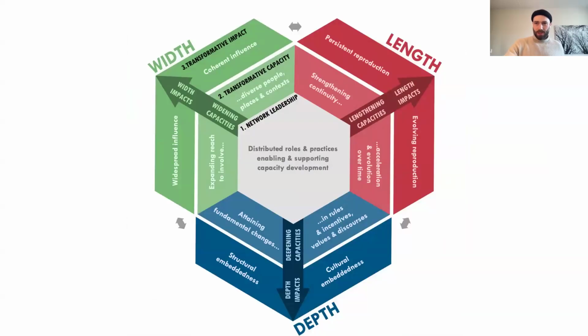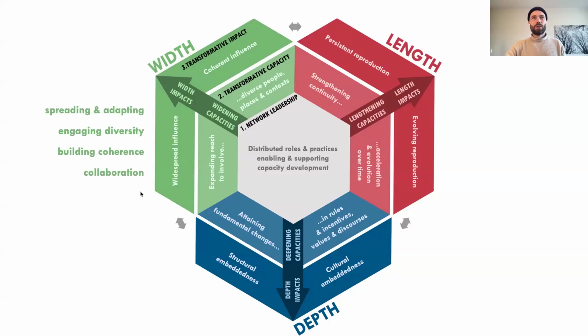So I broke these 3 dimensions down into 3 layers of how network leadership, or the distributed activities of many different people, organizations, and networks, can build the transformative capacity, the ability of those initiatives and movements to bring about widespread, deeply embedded, and lasting change. There are many more layers in the framework, but I'll just mention a few of them here.